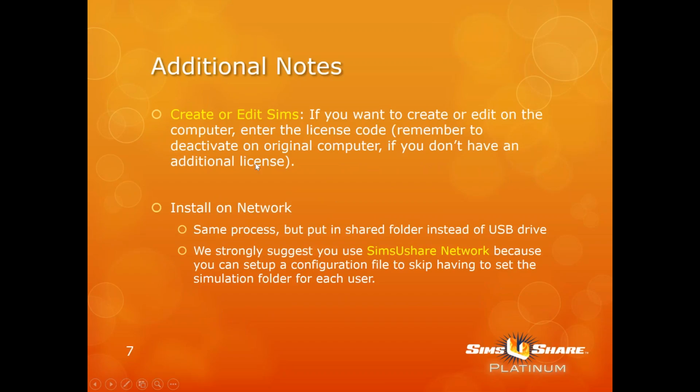So now if you want to create or edit sims, you can enter your license code. You want to remember though that if you're using it on your office computer, maybe before you go on the road, you could deactivate it there on the office computer, which will then turn it back to the viewer, and then you put the license code in on the computer that you're viewing, and then you can actually create and edit. And when you create or edit, it's going to be editing the sims that are on the USB drive.